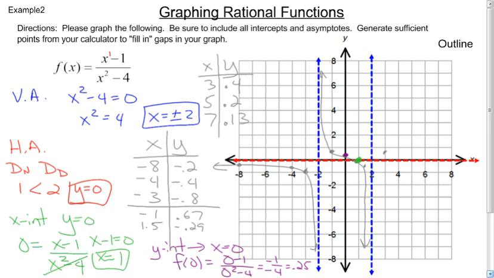A little hard to graph. Fine tip pencil helps. 5 gives me 0.2. 7 gives me 0.13. But you can see the descending nature of the graph here towards the asymptote. And from there, that'll hug the graph that way.